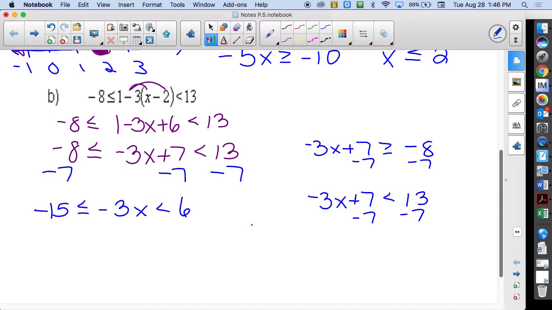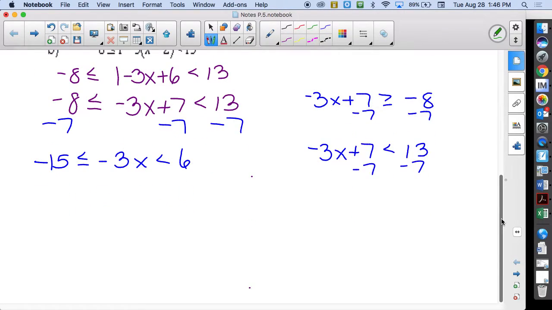You're still going to have that same exact answer. Negative 3x is greater than or equal to negative 15. Negative 3x is less than 6. So Asia, if we keep with the left side here, if it's all together, what would you do next then? Divide by negative 3. And again, everything gets divided by negative 3. So you would have what? 5 is greater than or equal to x, which is greater than negative 2. Nice job flipping the signs. Don't forget, because you're dividing by a negative, to flip the signs.